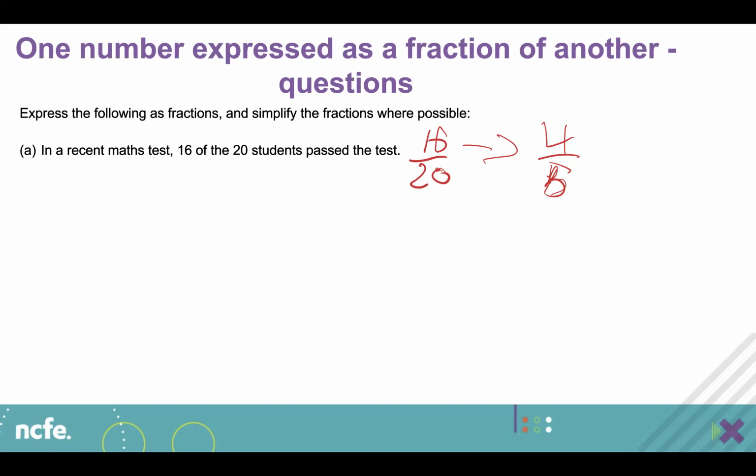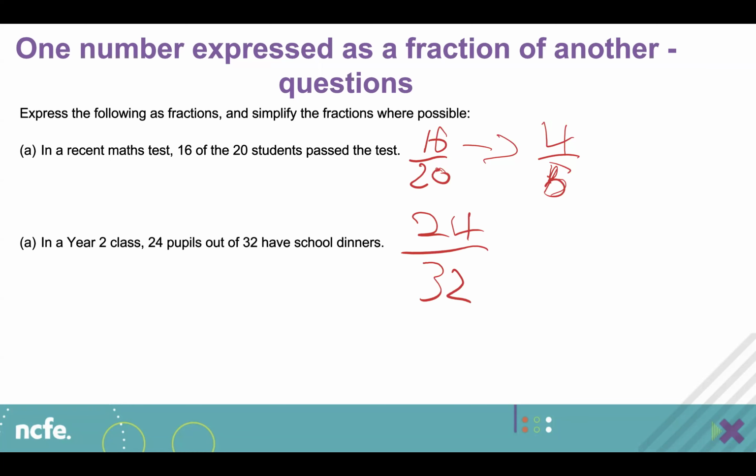In a year 2 class, 24 people out of 32 have school dinner. So 24 over 32. We know that 8 can divide both. So 24 divided by 8 is 3. 32 divided by 8 is 4. The answer is 3/4.